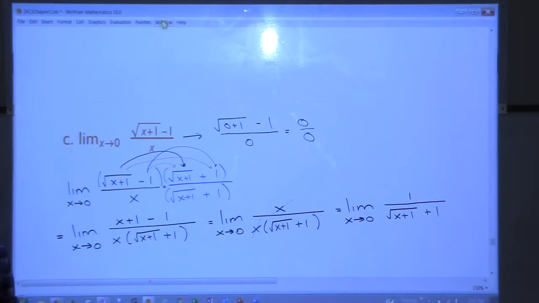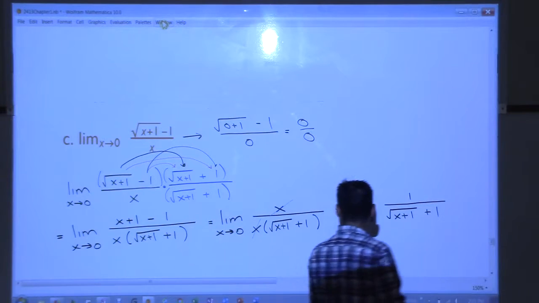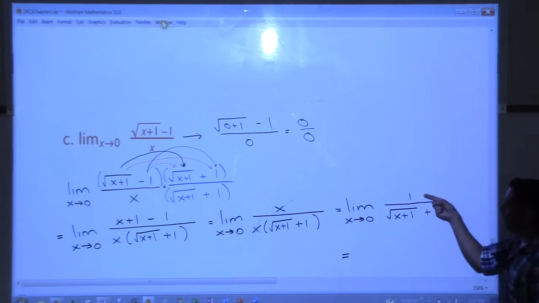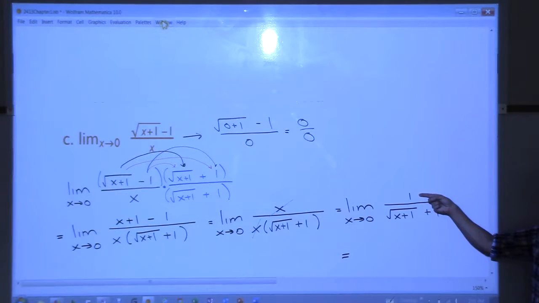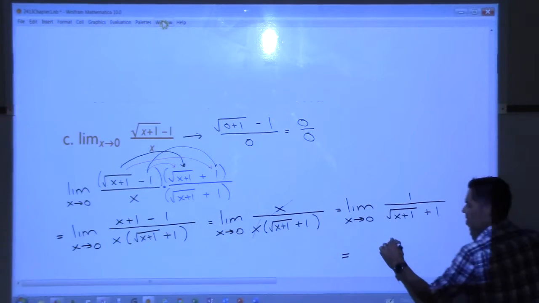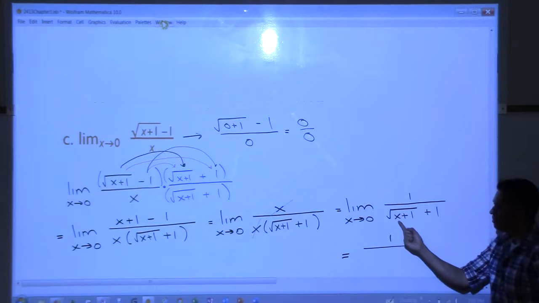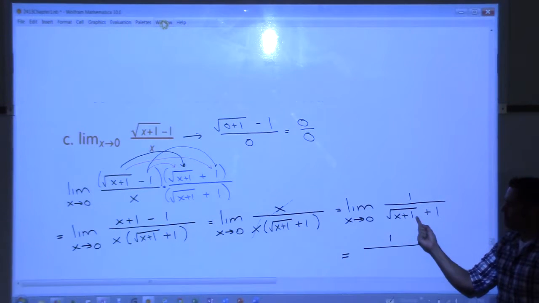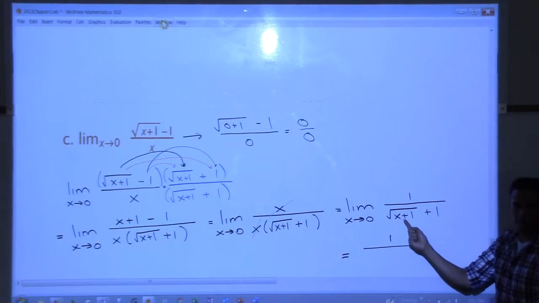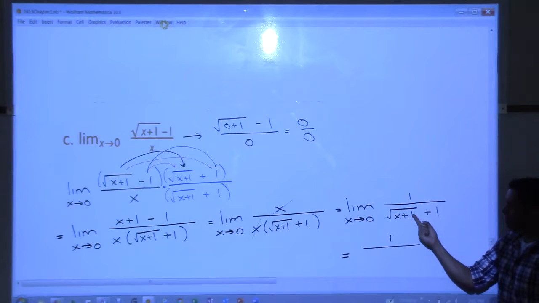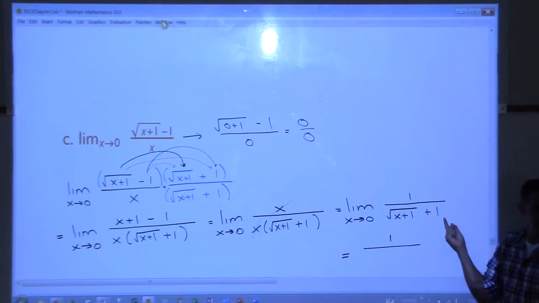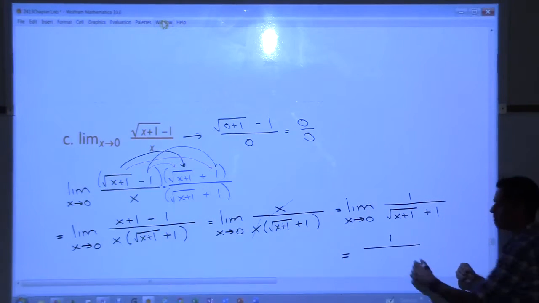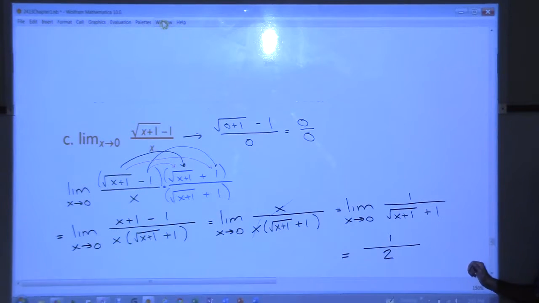Okay, and we will no longer write the limit. And let's see what happens. If x goes to 0, on the top, what happens to 1 if x goes to 0? It's still 1, right? It's a constant. It doesn't change. And then on the bottom, I just replace that with 0. That becomes like 1. Square root of 1 is 1. So you just get 1 plus 1, which is 2. So you get 1/2. So the limit of this function is 1/2.